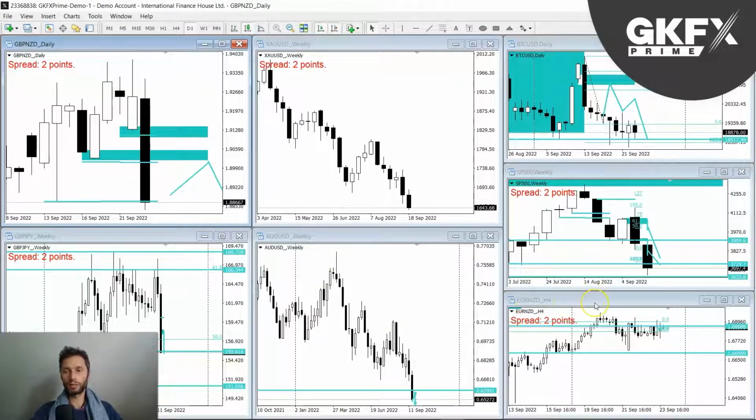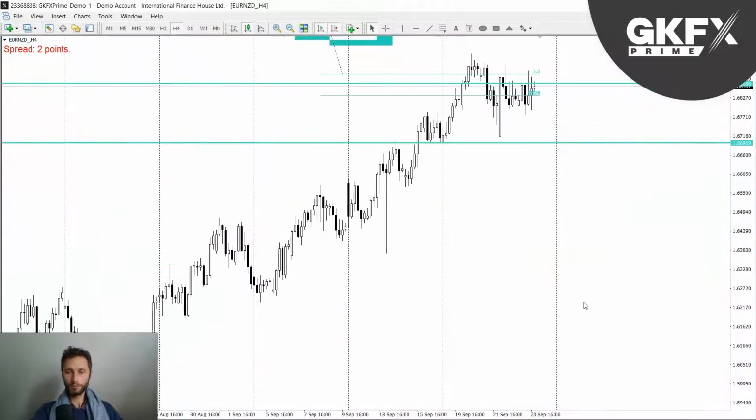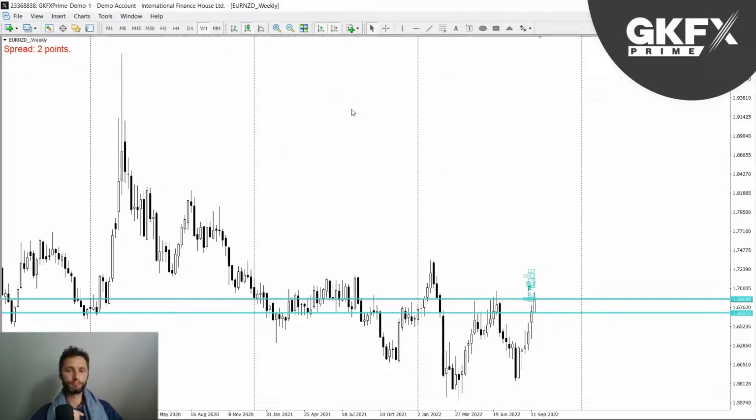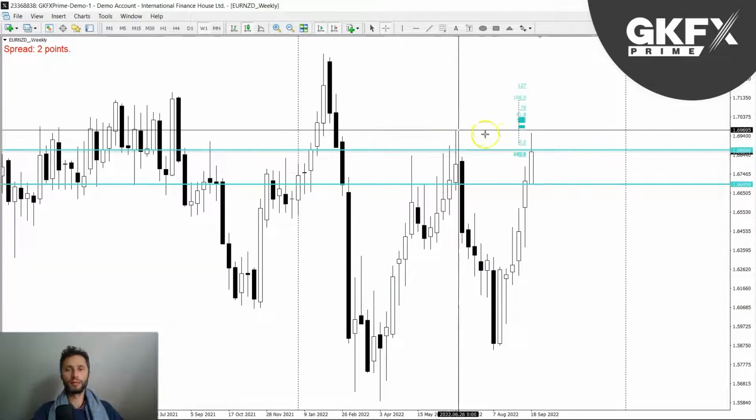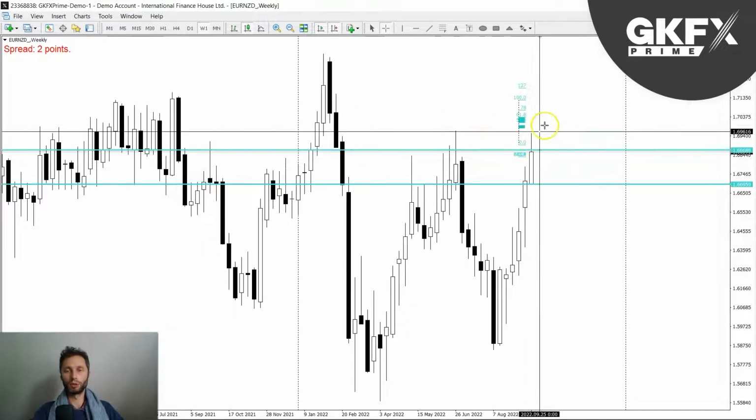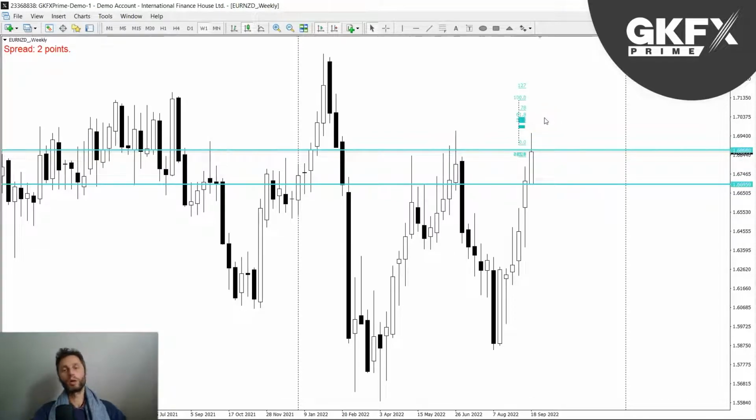Next, I'll go to another New Zealand pair. So I've got Euro New Zealand here. Now, the issue I've got here is that with Euro New Zealand, I've got a conflicting situation here. So Euro New Zealand, I'm looking at a possible long, a buy scenario, whereas pound New Zealand, I was looking at a possible sell.